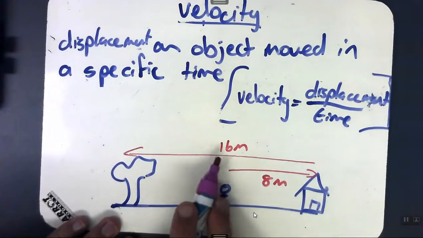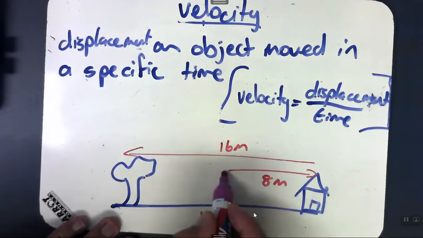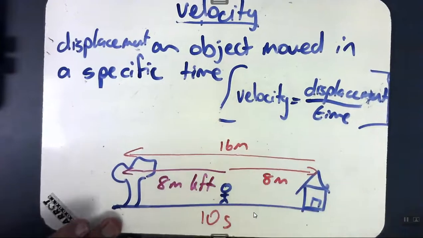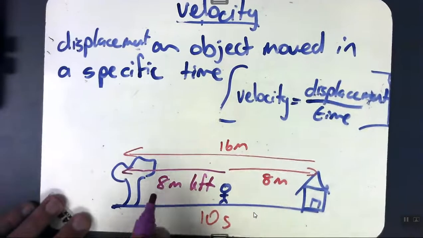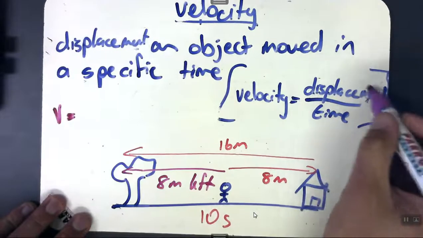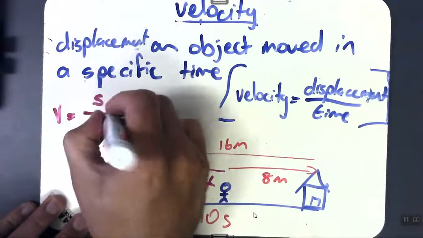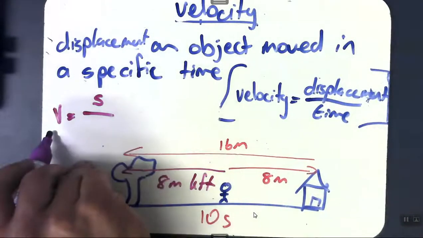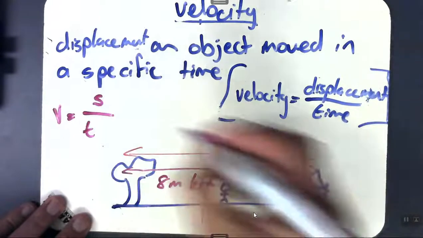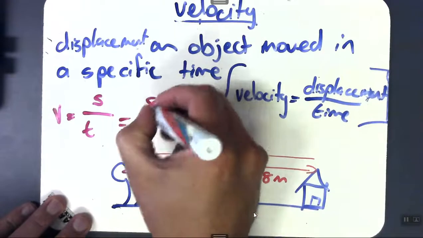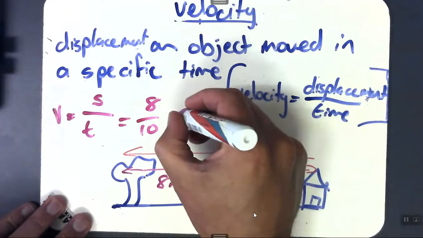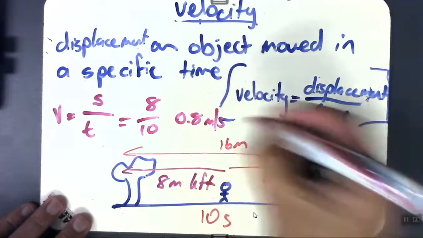So here, instead of going the long way, the direct line from where he started to where he stopped was 8 meters to the left. So he had a displacement, and here we use velocity. The symbol that we use for displacement is an S, not speed's S. So velocity and speed both use a V, and displacement will use an S over time. We say 8 divided by 10, so the velocity is 0.8 meters per second.